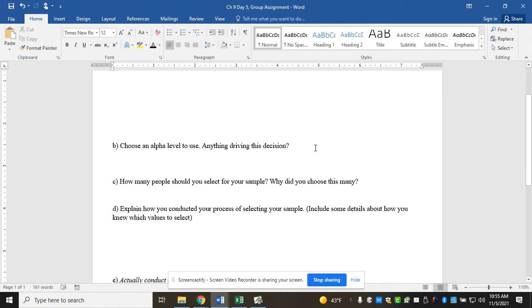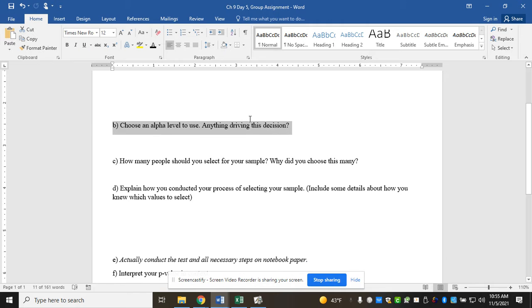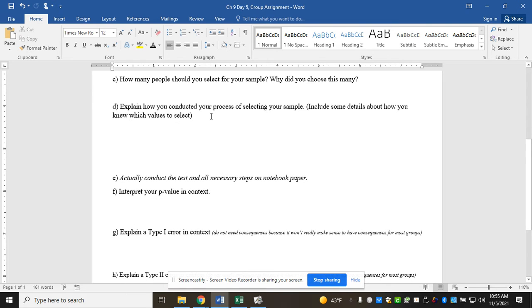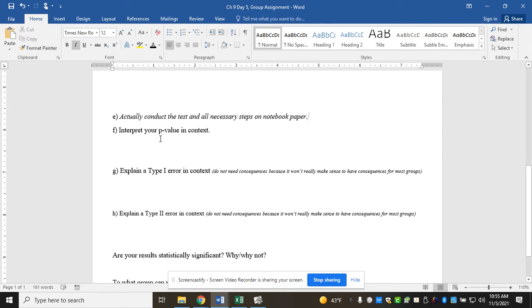You're going to end up talking about an alpha level. You need to consider how many people you select for your sample, and explain why you conducted your process of sampling. I want to see how you actually did the sample, written there. You're going to do the 4th step on a separate sheet of notebook paper. You're going to interpret your p-value in context and explain type 1 and type 2 error in context.